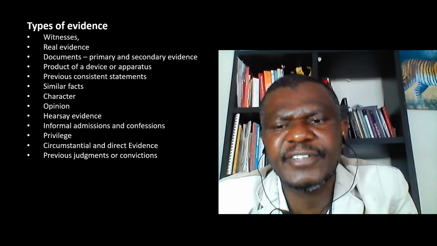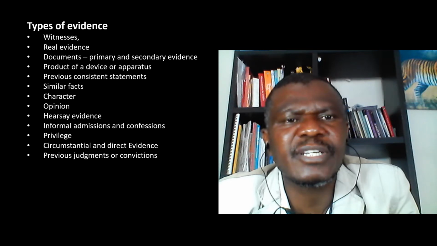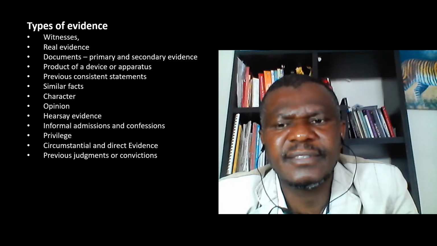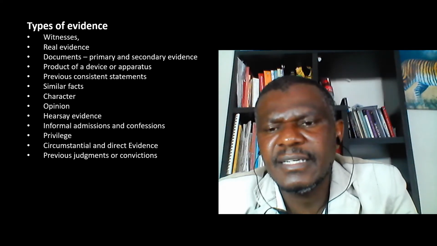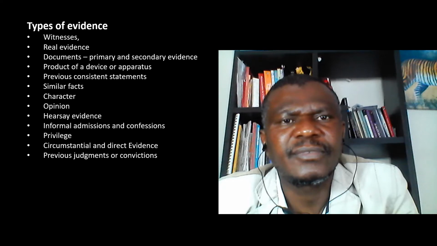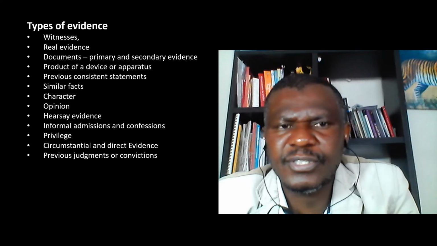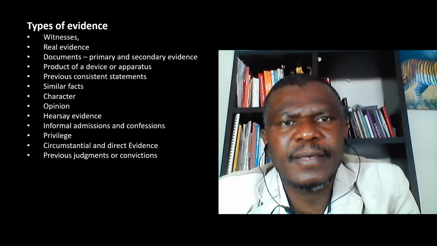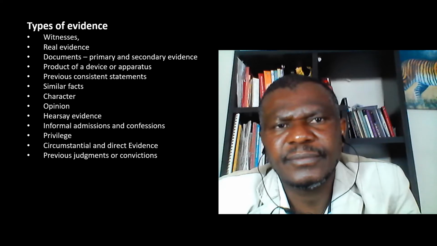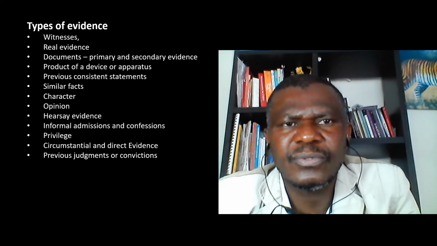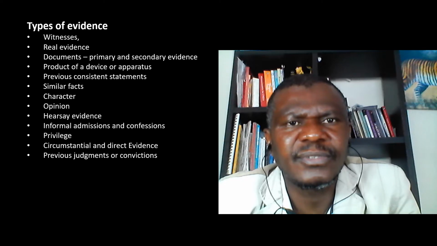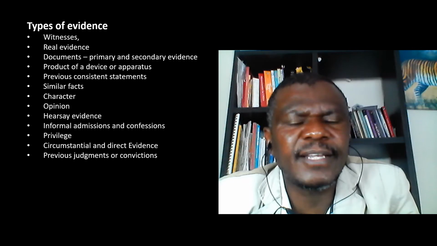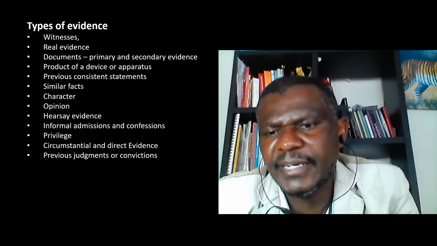What we mean by real evidence, we're talking about your blood samples, we're talking about semen in the case of rape, DNA, and so on. Then we have documents, primary and secondary, serving as primary and secondary evidence. It could be records, official records, whatever document written down which purports to convey a certain message. And then we have the products of a device or apparatus.